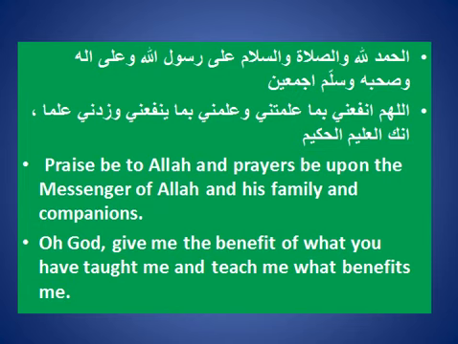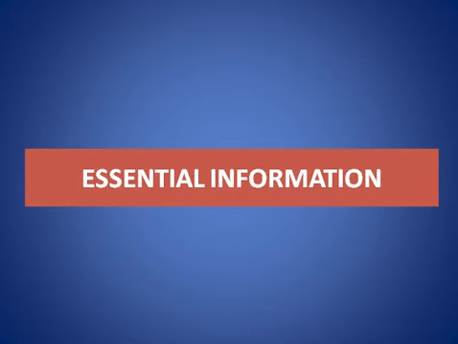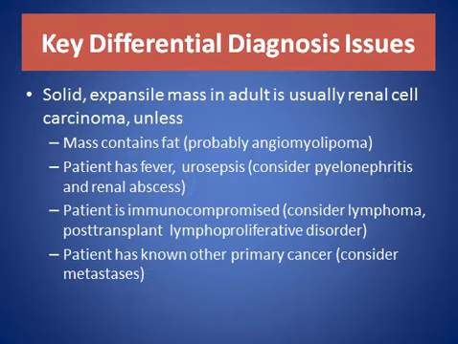My topic today is about the solid renal mass, common causes, less common causes, and the essential information and the key differential diagnosis issues for common and less common causes. Key differential diagnosis issues: solid expansile mass in adult, usually renal cell carcinoma, unless mass contains fat, probably angiomyolipoma.